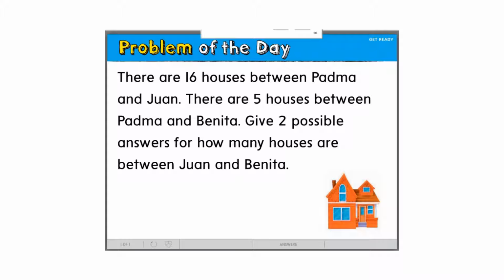So I would draw some sort of a map or a picture on my whiteboard and show how many houses are in between each person, because there can be 2. It says to give 2 possible answers. So that means once you find one answer, see if you can think of what you think the other answer would be. Okay, so use your whiteboard because you're going to have to show how you got your answer. We'll give you a minute.